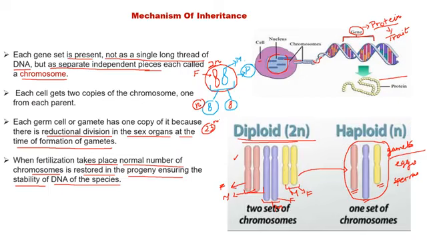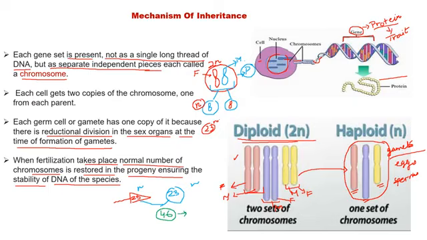Okay, so why is this possible? Because we know that, let's take the sperm, which has 23 chromosomes in it, and let's take the egg, which has 23 chromosomes, right? That is n number of chromosomes, or the haploid number of chromosomes. When they fuse together, the 46 chromosomes are retained in the progeny.